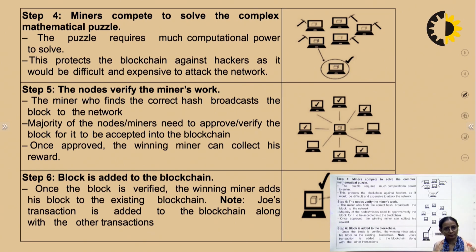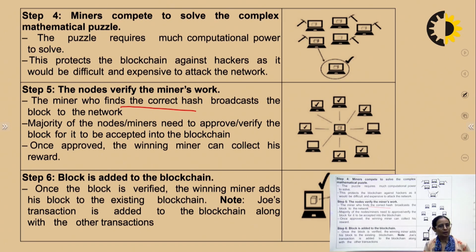Once the puzzle is solved, let's suppose miner A solves it, he will send the answer to all the rest of the miners. The remaining nodes will then verify the miner's work. So the miner who finds the correct hash broadcasts the block to the network.